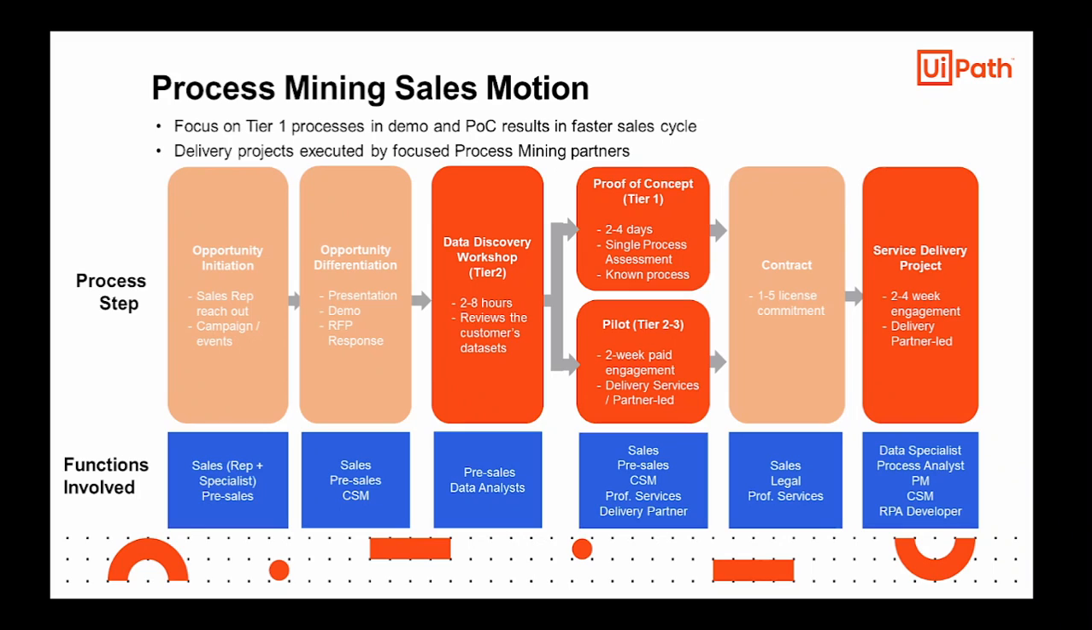The alternative option is a pilot, which is a 2-week paid engagement that is only applicable to Tier 2 and 3 processes. A partner might play a role in a pilot also. The service delivery project is a project to implement one process. Again, a partner may take the lead to drive this implementation. Of course, there's no one path to process mining implementation or sales, and a combination of these various tools may be necessary depending on the requirements and situation of the prospect.